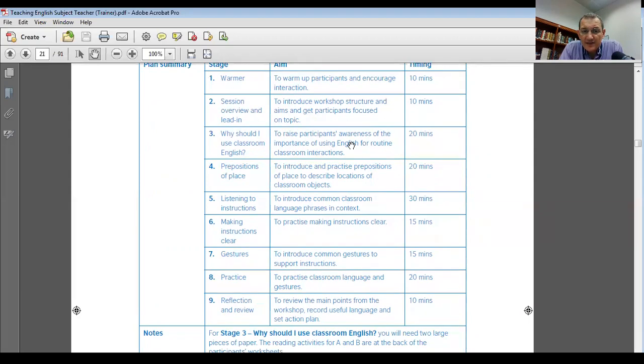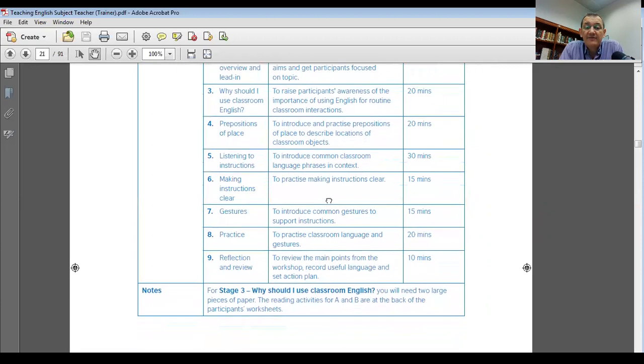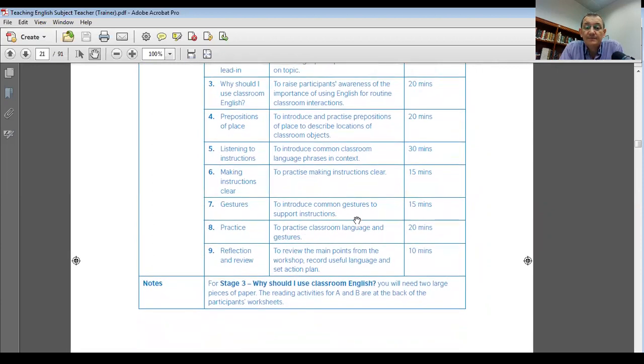Step 4, prepositions of place. So they will look at a picture of a classroom and describe where things are to a partner. So they'll be working in pairs there. Step 5, listening to instructions. So here you will introduce, and they will practice, common classroom language phrases.